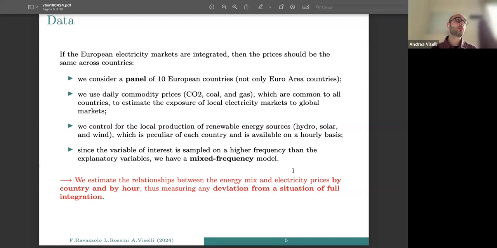In general, what we want to do is observe any difference across countries and by hour in the effect that each of our predictors, the commodity prices and the renewable energy sources, have on the electricity prices. Any deviation from a situation of full integration is measured in terms of a different energy mix. So in general, we will quantify any deviation from full integration.